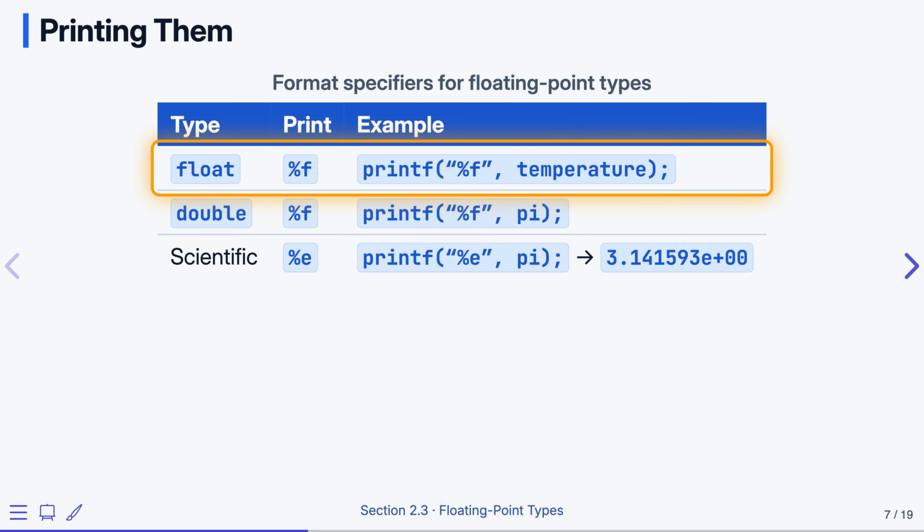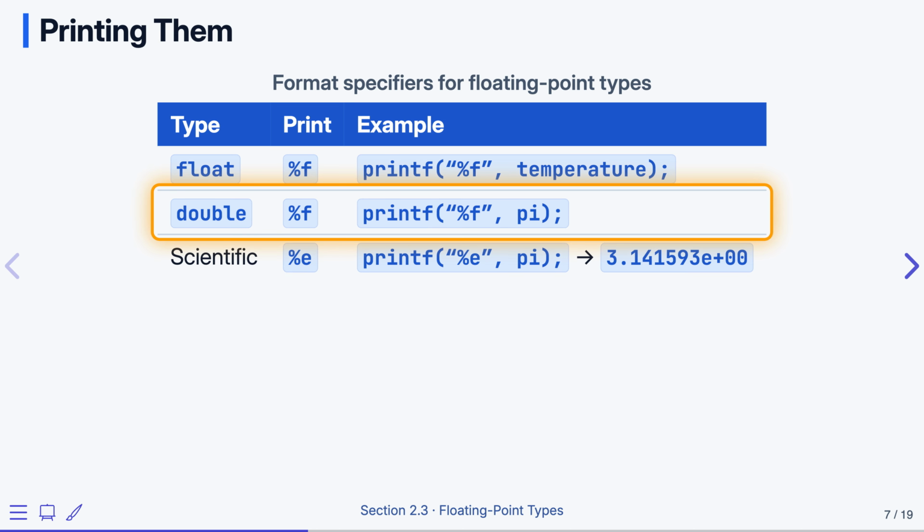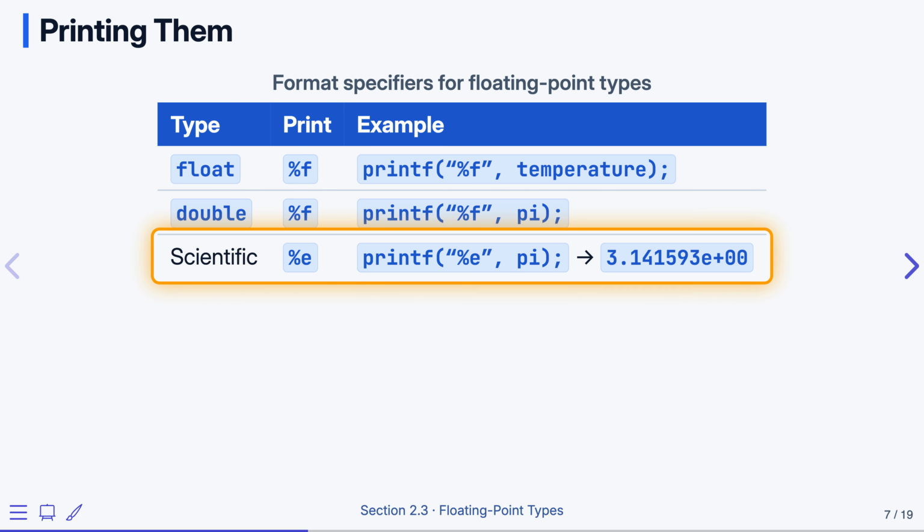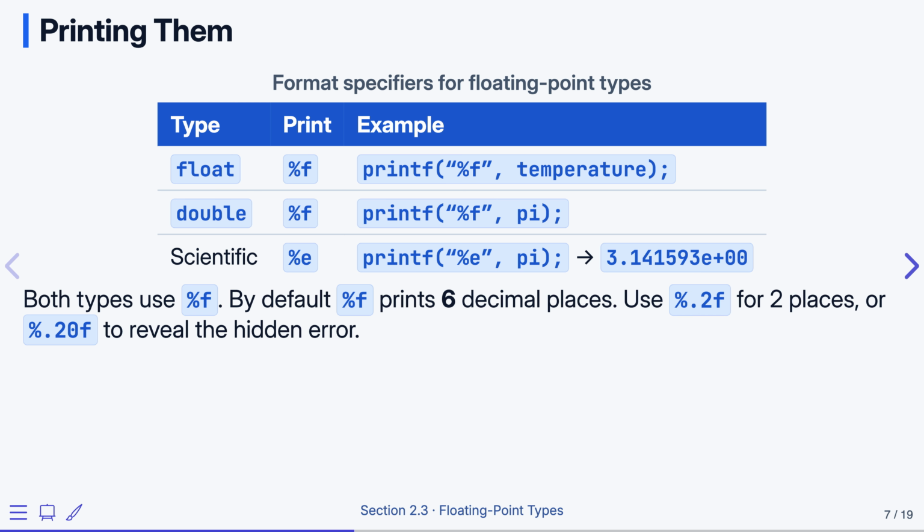Now let us print them. A float prints with the format specifier %f. A double also uses %f. C promotes a float to a double when you pass it to printf, so printf always receives a double. You can also use %e for scientific notation. Pi then prints as 3.141593e+00. By default, %f prints 6 decimal places. Use %.2f for 2 places, or %.20f to reveal the hidden error.